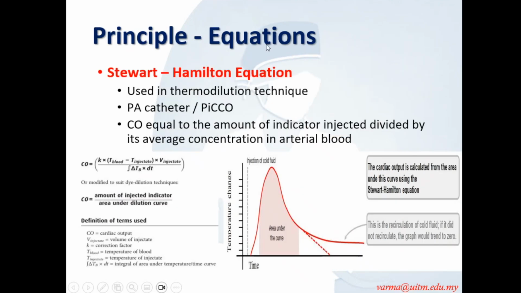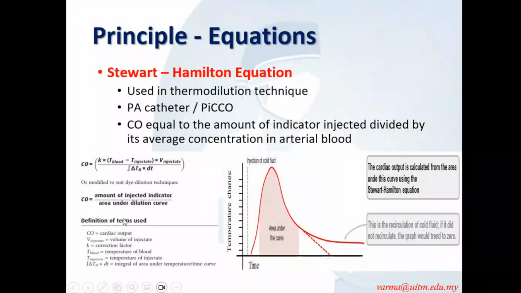The Stewart-Hamilton equation is a derivative from the Fick's principle where it uses a thermodilution technique. Here it uses the temperature change, the thermodilution technique. So it is a derivation from the Fick's principle. It is used in a PA catheter or PiCCO. Cardiac output is equal to the amount of indicator injected divided by the average concentration in arterial blood. Okay, this is the cardiac output equal to amount of indicator divided by area under the dilution curve. You have to know this equation, and if you're able to tell this equation and draw this graph and you can see this area under the curve and amount of indicator, then you are able to answer.